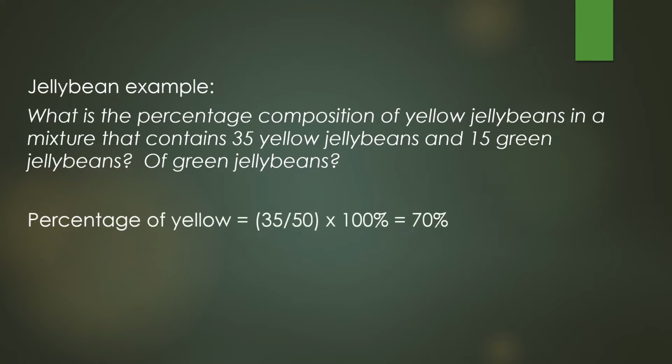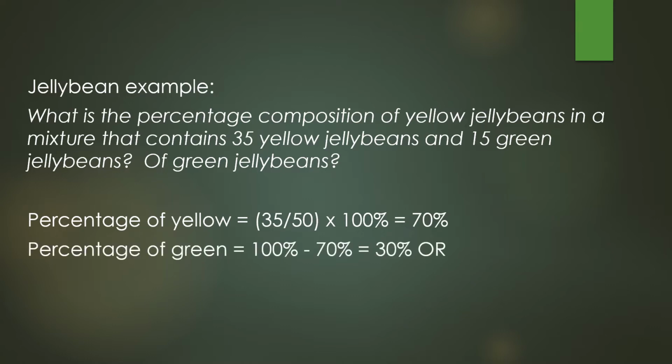Simply, the percentage of yellow is the 35 yellow divided by the 50 total, which is the 35 yellow plus 15 green, times 100%, which is 70%. Then very simply, the percentage of green, you can take the 100% total minus the 70% that's yellow, and that will give you your 30% green. Or you can also do it by taking your 15 green, dividing it by the total of 50 jelly beans, which are yellow and green combined, times 100% to get 30%.